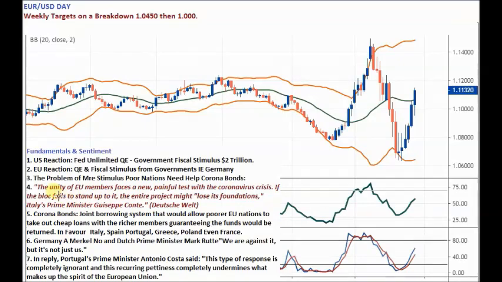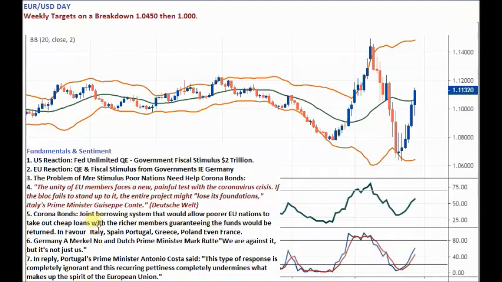Let's put this quote here from Italian Prime Minister Giuseppe Conte: "The unity of EU members face a new painful test with the coronavirus crisis. If the bloc fails to stand up to it, the entire project might lose its foundations." Quoted in Deutsche Welle. He wants corona bonds. He wants more help.